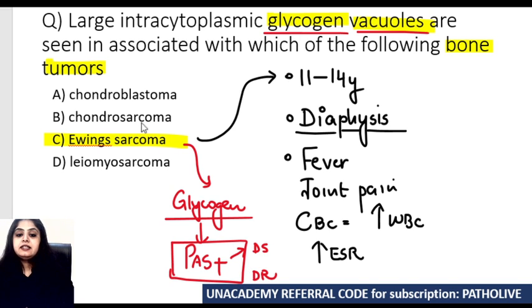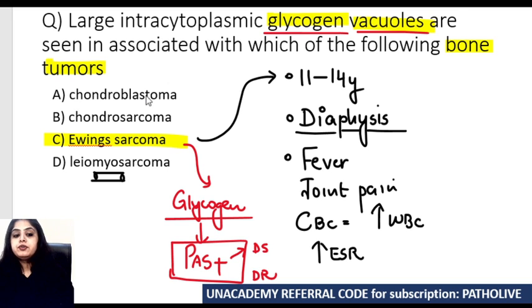Well, having said that, I think all the other ones I'm kind of okay with. If I look at the other options given, chondrosarcoma will be a cartilage tumor. It won't show me glycogen. Leiomyosarcoma, I've already shown you what kind of nuclei it will have. It will have a cigar-shaped nucleus.